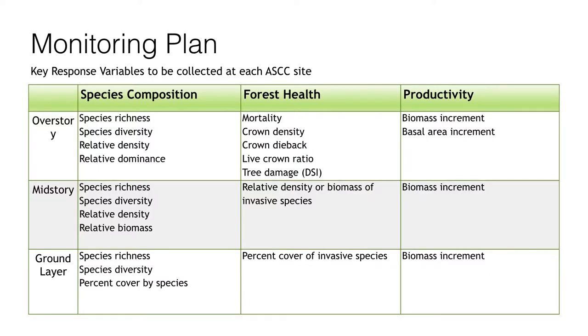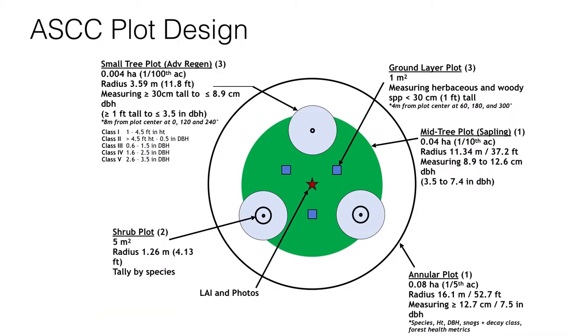And then we have the monitoring plan, where we're basically looking at a set of your normal forest composition and forest health and productivity in both the overstory, midstory, and ground layer. And then we use a forest inventory and analysis plot design. And so we're really looking at the species, the soil moisture content, the tree canopy, what are some of the ground cover vegetation that might be competing with planted seedlings, that sort of thing, all within this plot design.